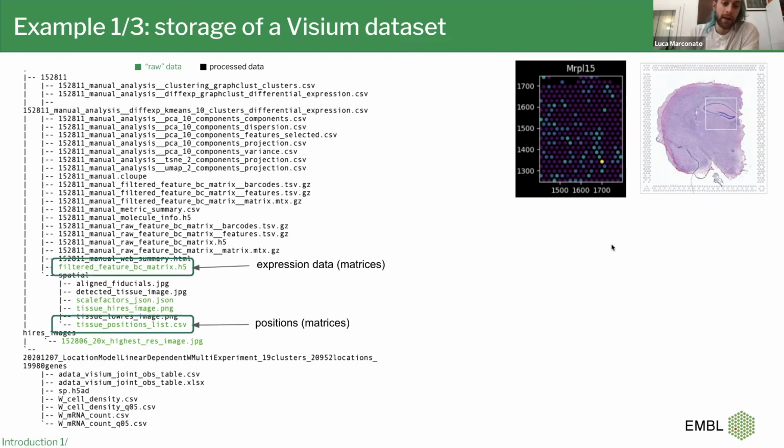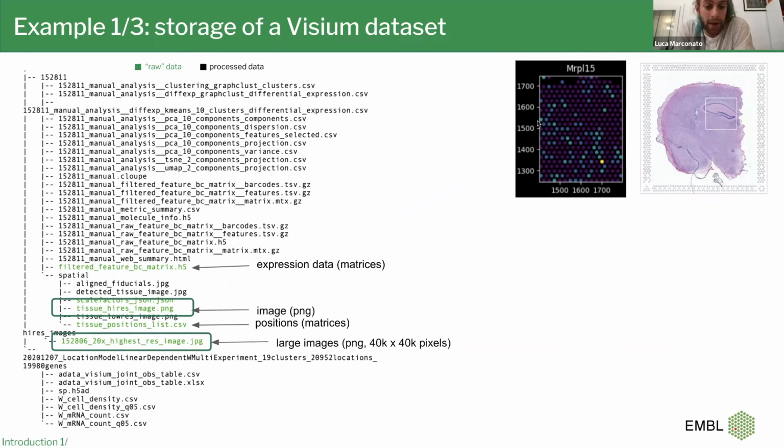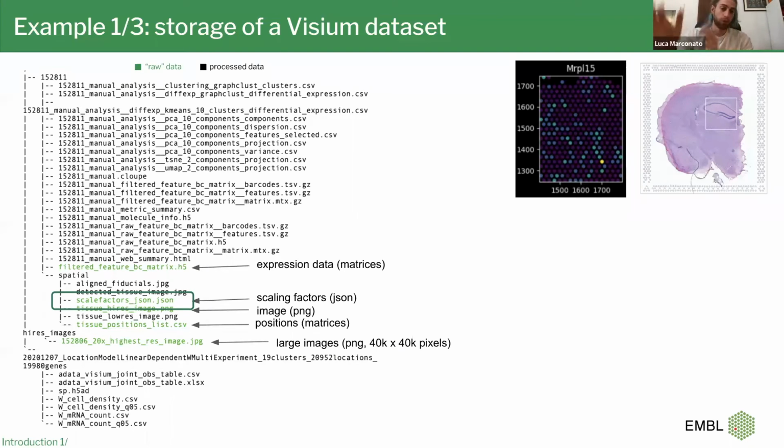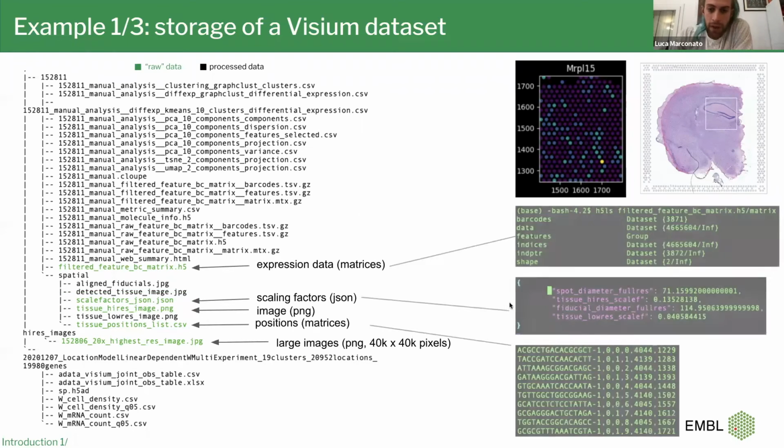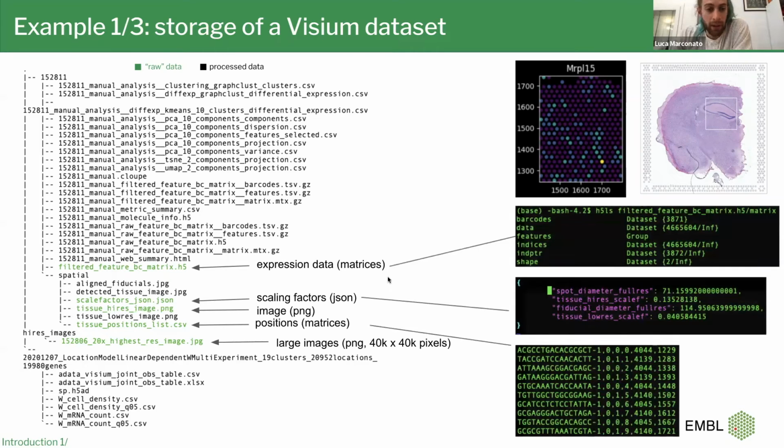So the first two files are an expression matrix and a list of positions that allow you to make the plot on the left. And then there are two more files that are images of different resolutions that allow you to make the plot on the right. Finally, there is another file which contains some scaling factors allowing you to map the coordinates of the plot on the left to the plot on the right. And the representation is actually really diverse for this kind of data, because some matrices are a sparse matrix representation stored in the HDF5 format. Other ones are in the CSV format. The scaling factors are in JSON format with these conventional namings.